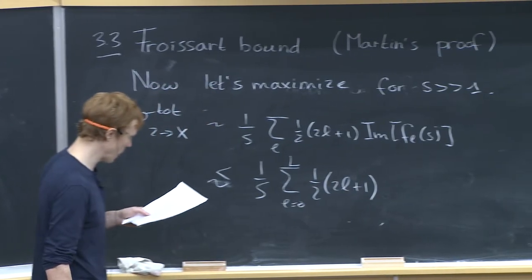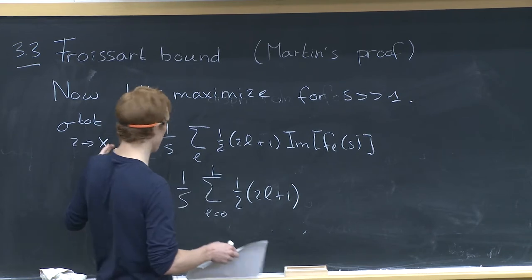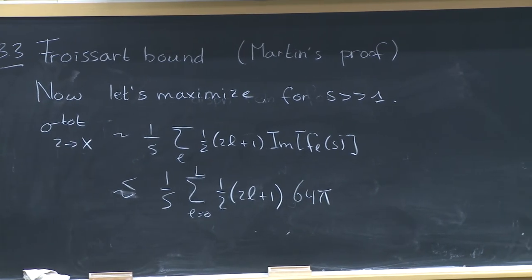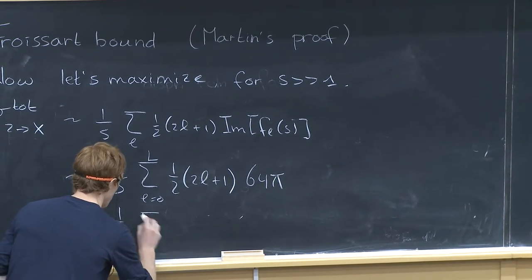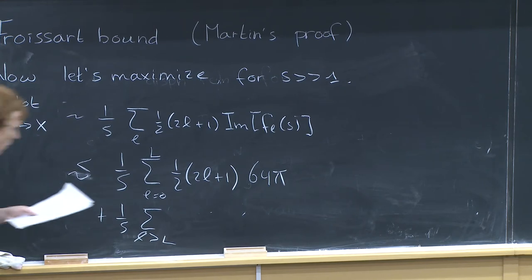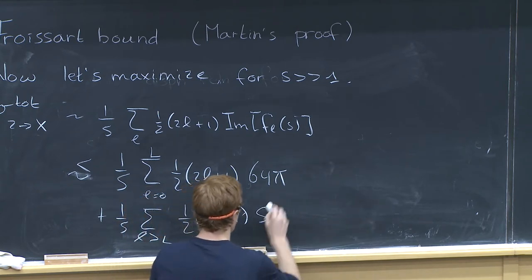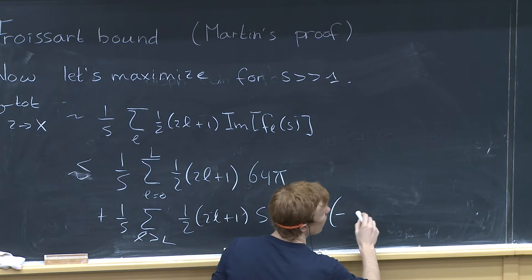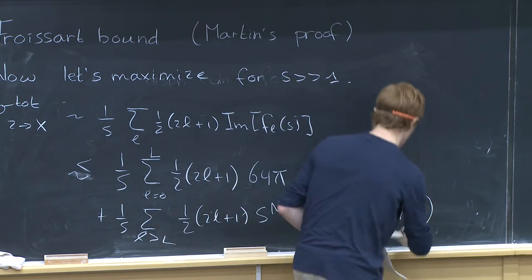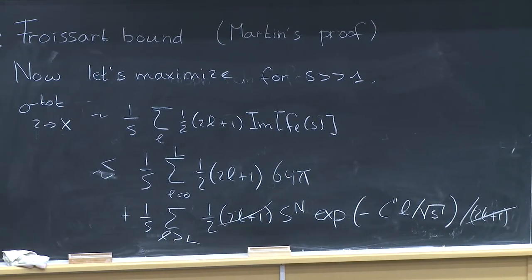Good. So let's go back here. We have this sum over all L. For the first low spins, if I want to maximize this, I of course use the 64 pi times something that goes to 1. And then for the higher spins, at some point my exponential will kick in. And I will have to say that this thing is 1/2 (2L+1) times whatever I wrote there, s to the n minus c double prime L over root s, and then divided by 2L+1. So these two actually cancel. I think I wrote this more or less correctly.